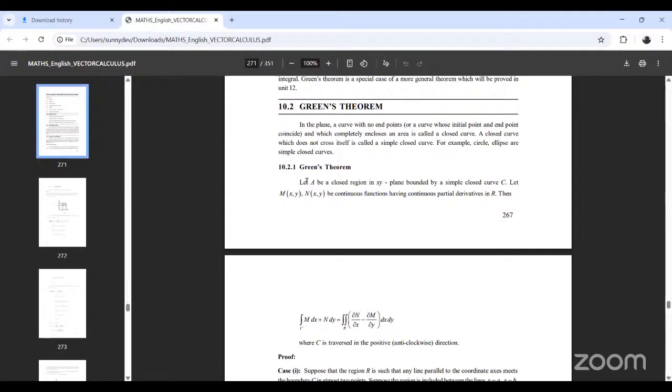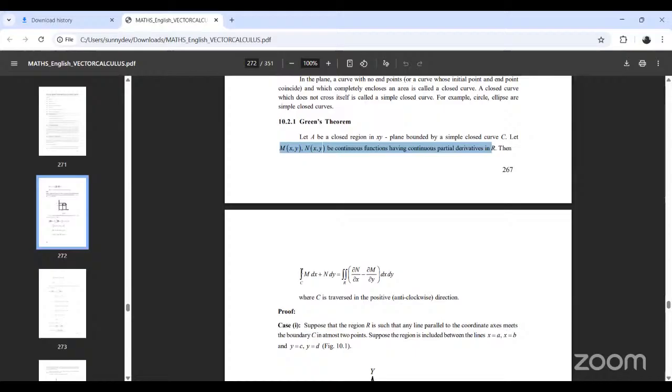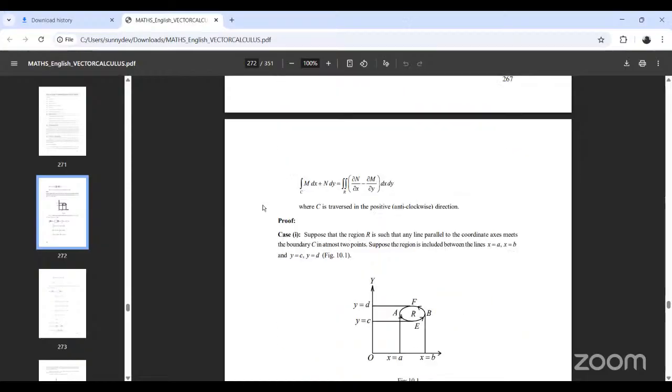Let A be a closed region in the XY plane bounded by a simple closed curve. And M, N are functions of x, y, continuous and having continuous partial derivatives. Then the integral of M dx plus N dy equals the double integral of (∂N/∂x minus ∂M/∂y) dx dy. This is the Green's theorem statement.